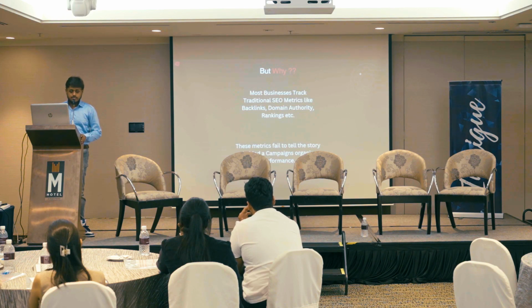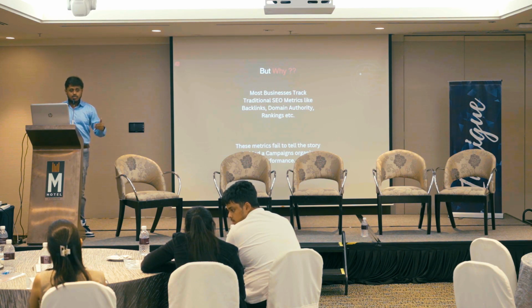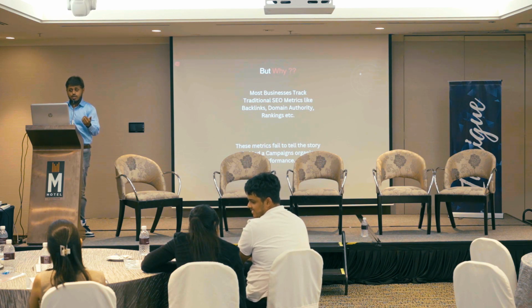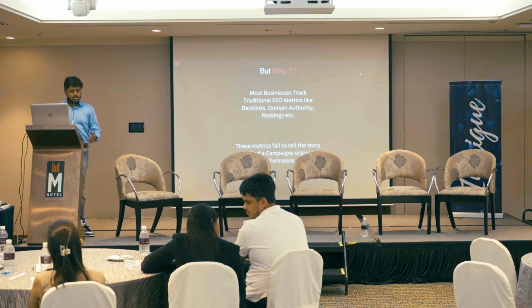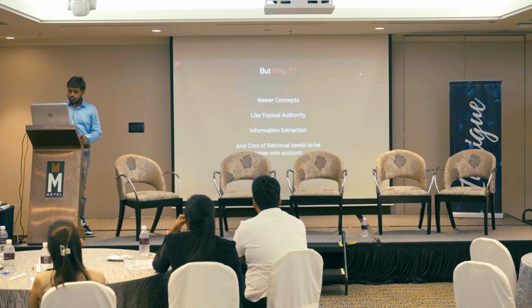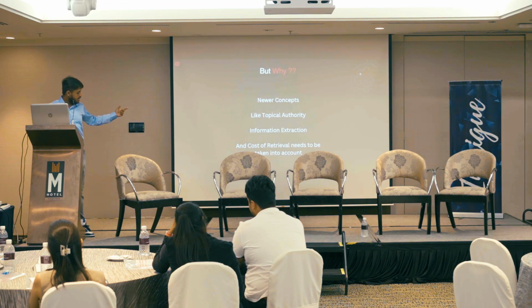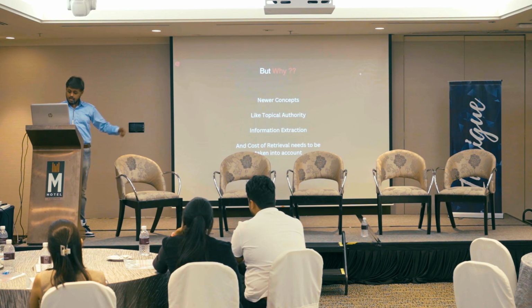But why does it happen? Because most businesses only track the traditional metrics like domain authority, backlinks, and keyword rankings. The problem with these metrics is that they tell you whether you are succeeding or not, but not why you are failing. In order to understand this, we need to develop newer concepts and incorporate them in our organic marketing campaigns, like topical authority, information extraction, and cost of retrieval.